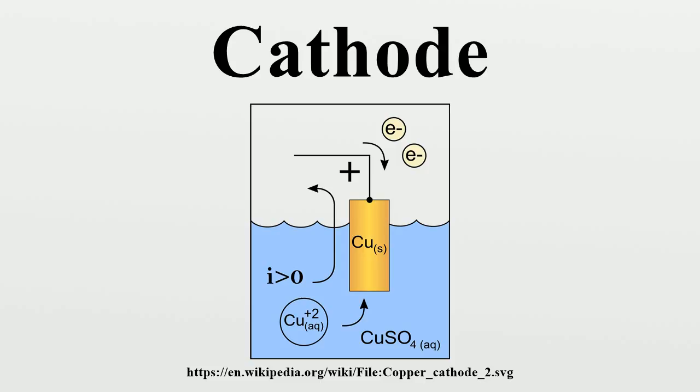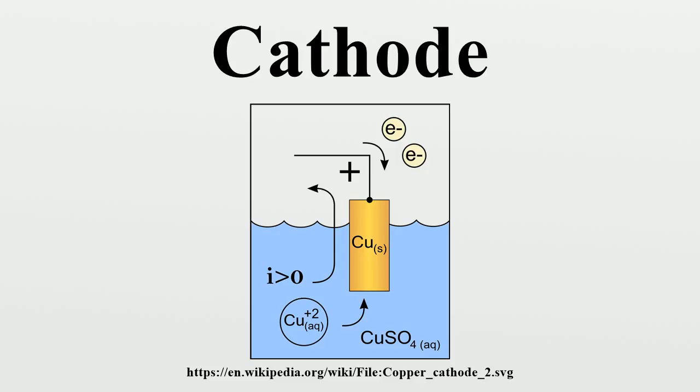A useful mnemonic to remember this is "an ox, red cat." Another mnemonic is to note the cathode has a C, as does reduction, hence, reduction at the cathode. Perhaps most useful would be to remember cathode corresponds to cation and anode corresponds to anion.